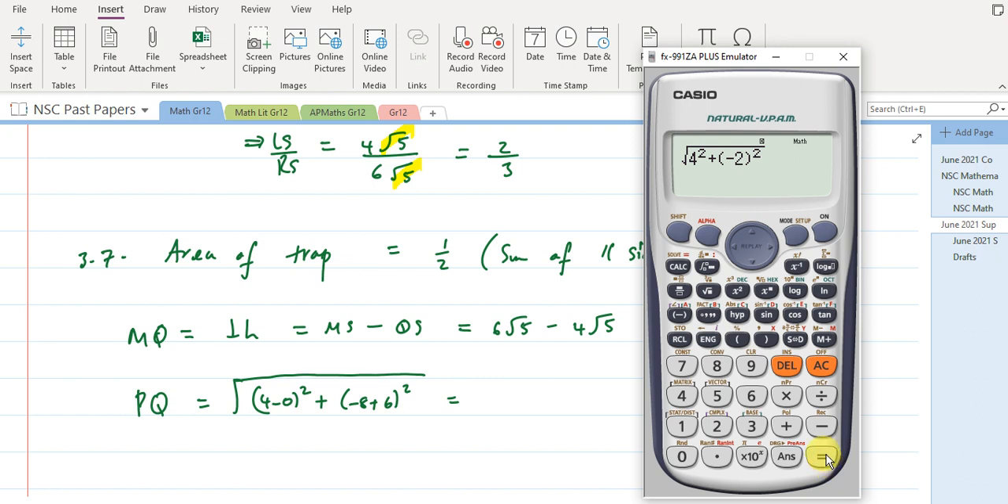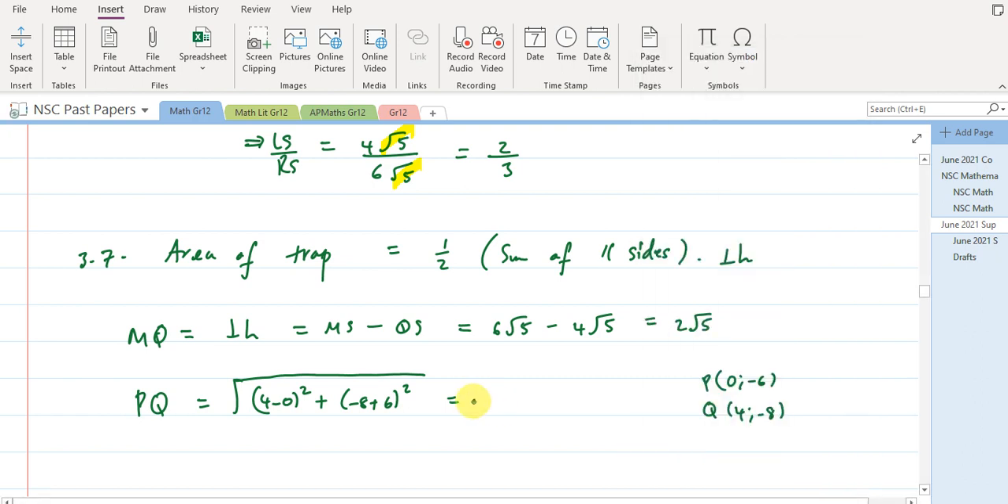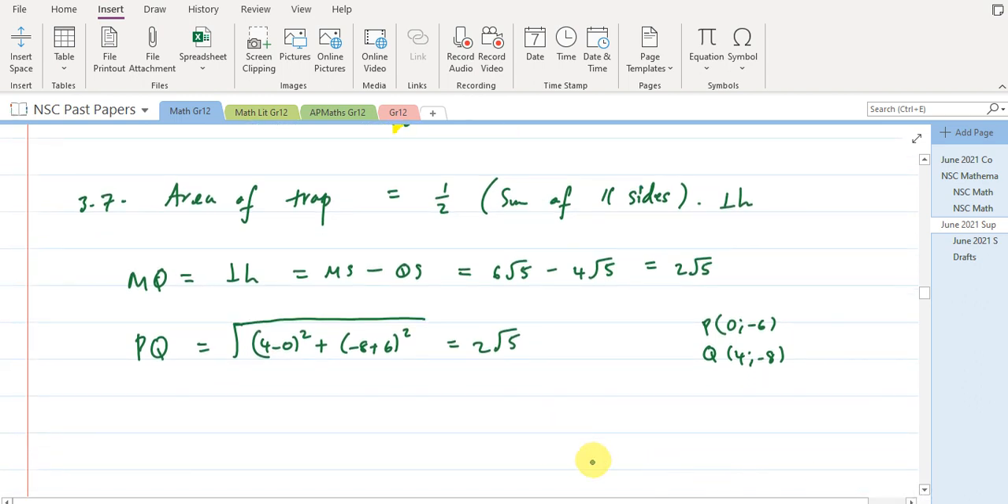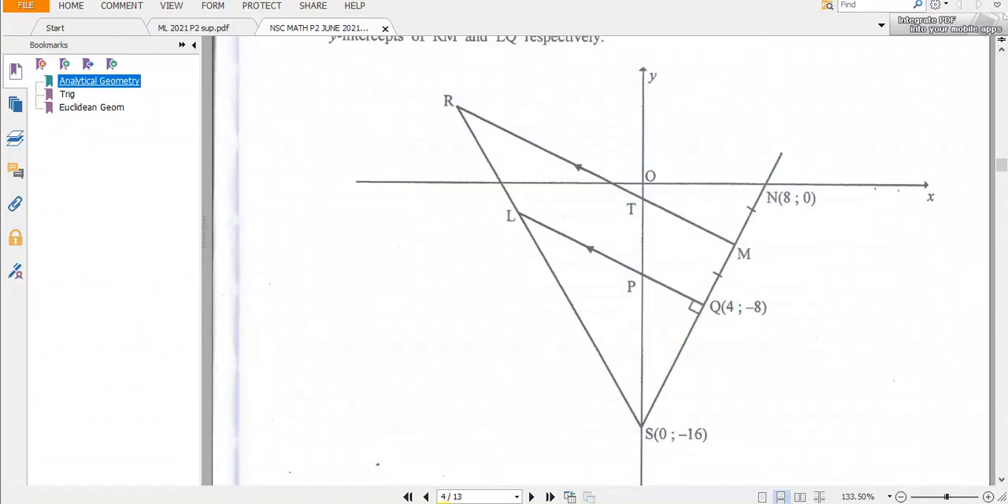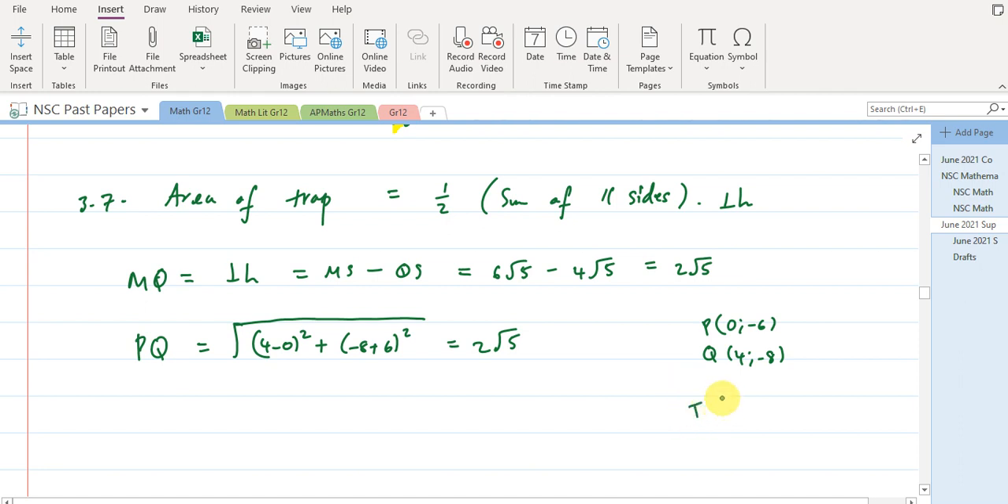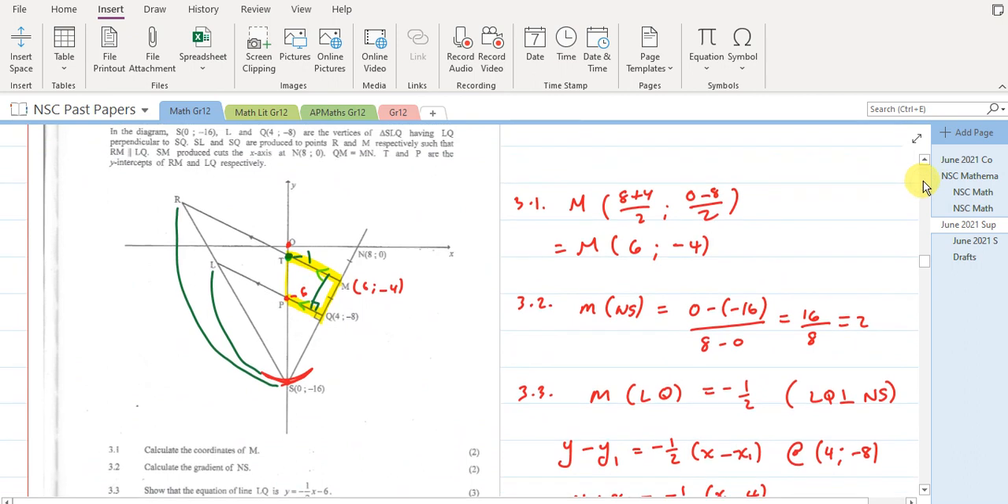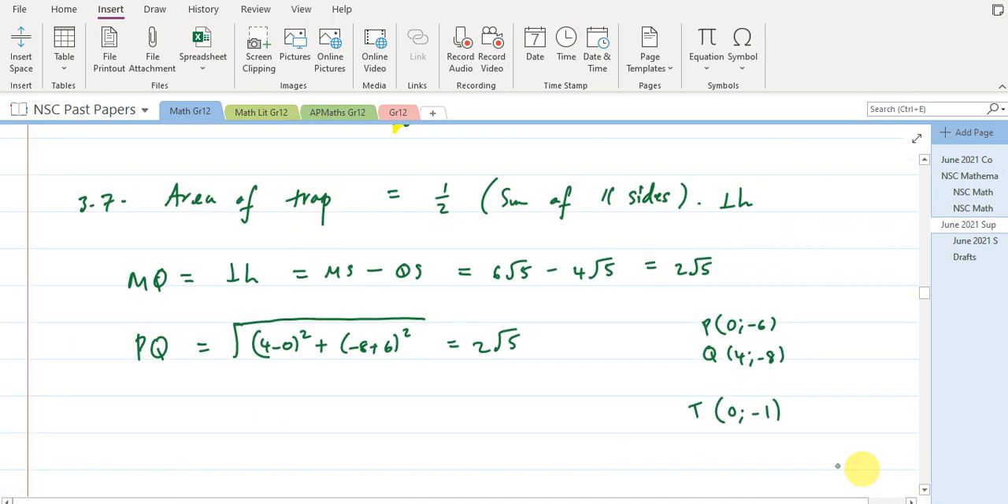If you want, you can just enter it as it is, you get the same answer, 2 root 5. So we got 2 root 5. That's one parallel side, and the other parallel side we need to calculate is TM. So what's the coordinates of T? The coordinates of T, I think it was 0 and minus 1, and M is 6 and minus 4.